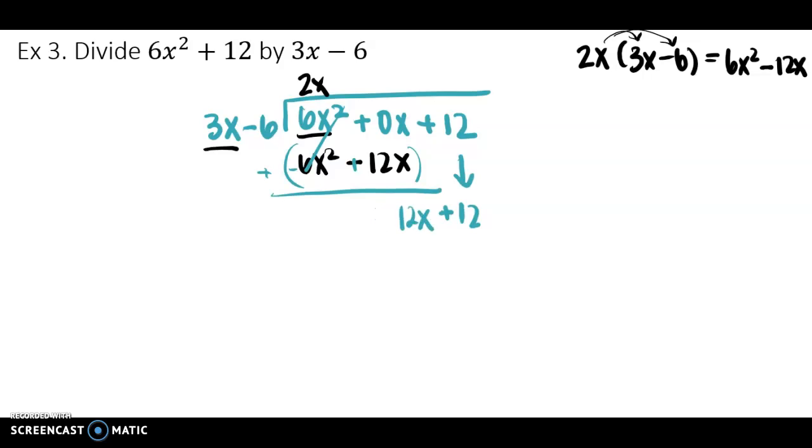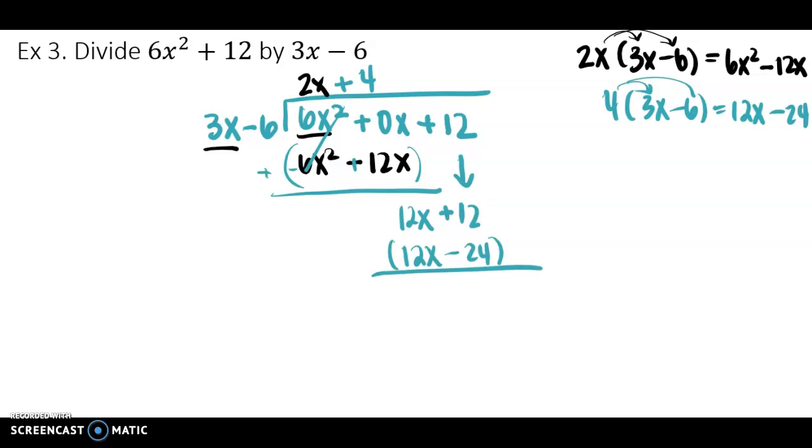Alright, so what do you need to multiply 3x by to get 12x? Well, you need to multiply it times 4. So you're going to do 4 times 3x minus 6. So that's going to give you 12x minus 24. And then you go ahead and subtract. These cancel out. And then you're going to get 12 plus 24, which is 36. And that would be your remainder.